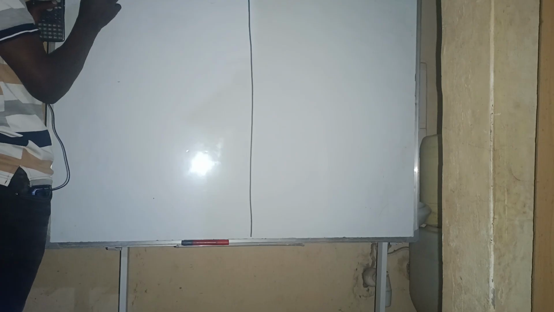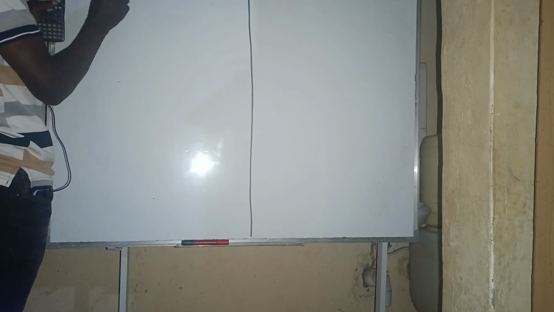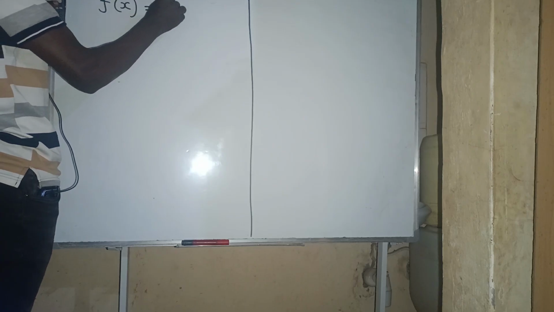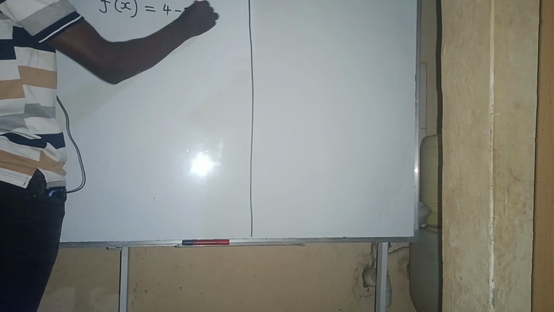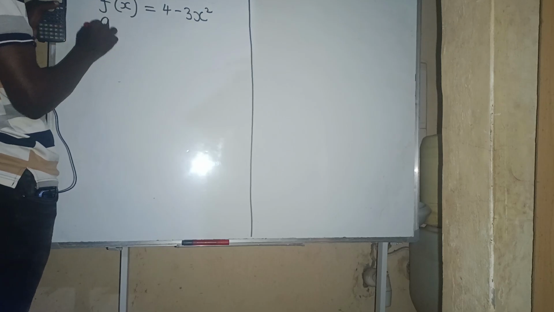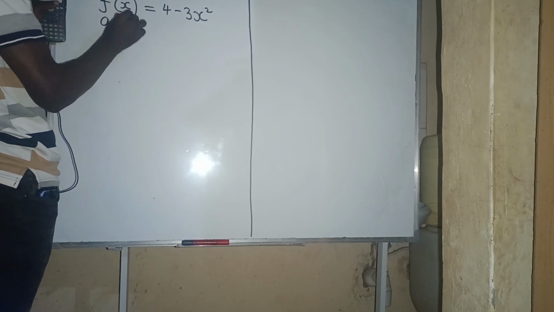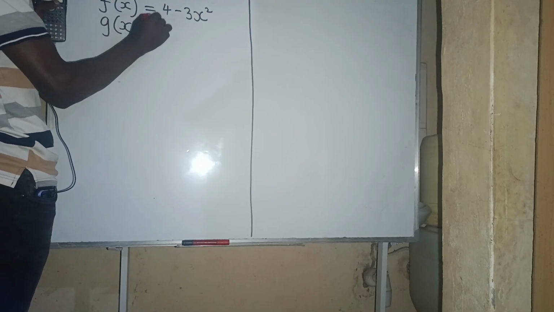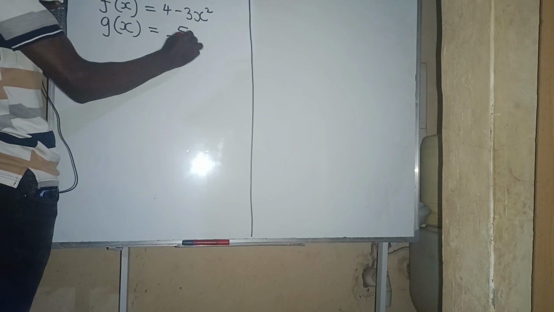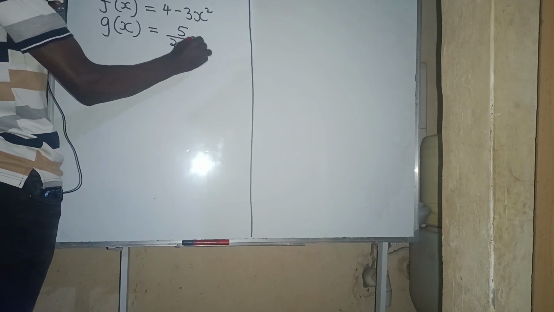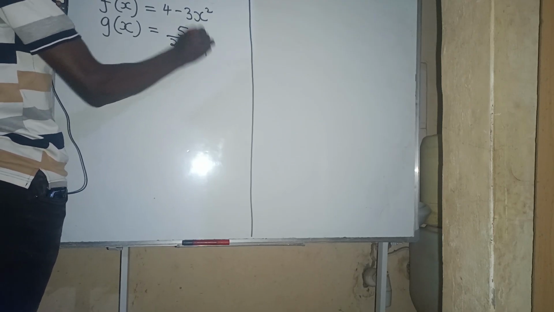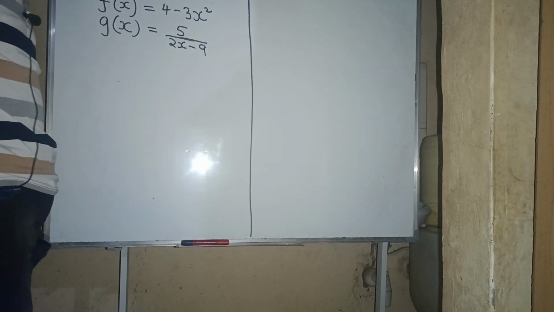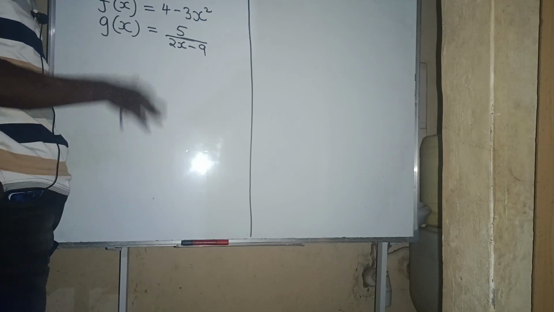Our first function is f of x, and that function is given as 4 minus 3x squared. Our next function is g, and the variable in that function is x as well. The function reads 5 over 2x minus 9. So these two functions are going to help us work out some questions.